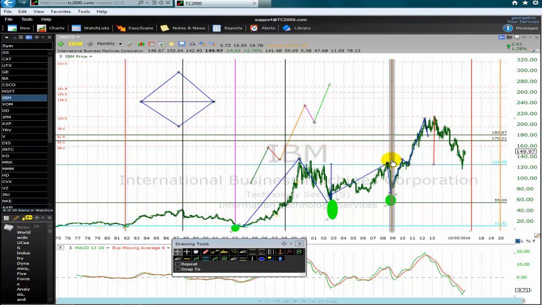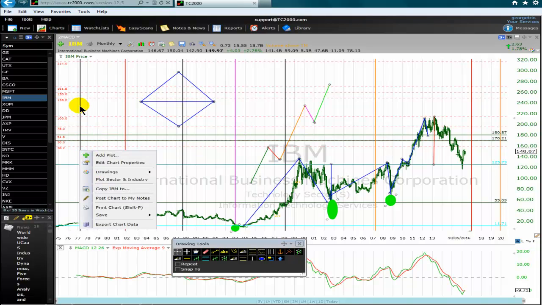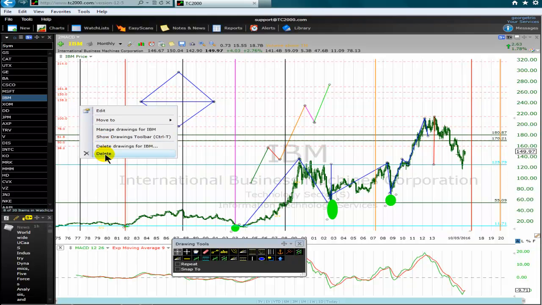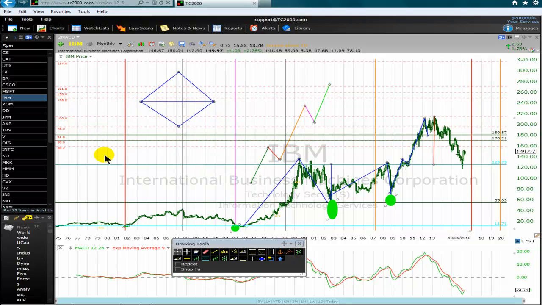But remember, let's clear this line away. So are you getting the message? So we are talking about Elliott wave theory and market cycle. All right, don't get confused.